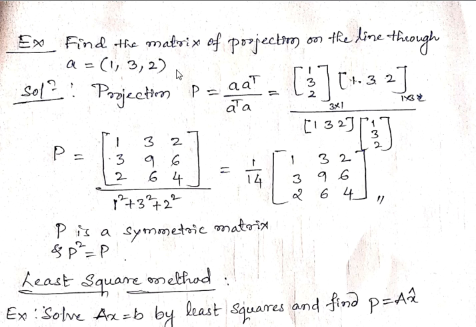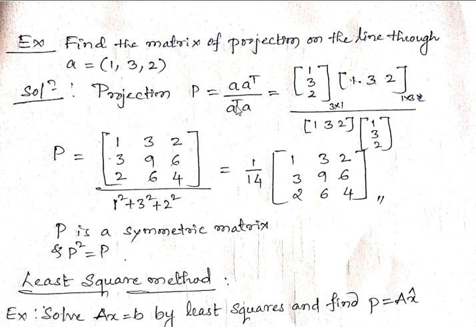Now here, as B is not given, the projection P can be written as A A transpose divided by A transpose A. A is of course (1, 3, 2), a column matrix, and A transpose is a row matrix. When we multiply these two, we get this matrix: the column 1 3 2 is multiplied by each of the individual terms of the row, which results in this.